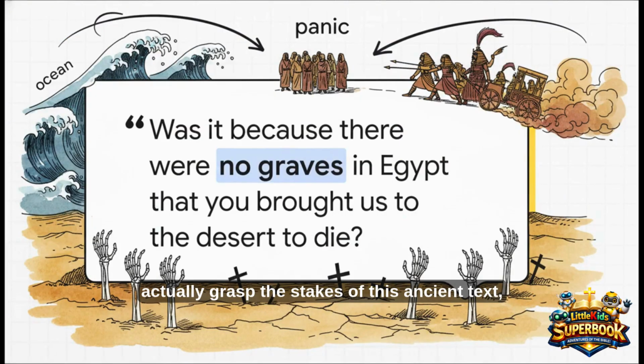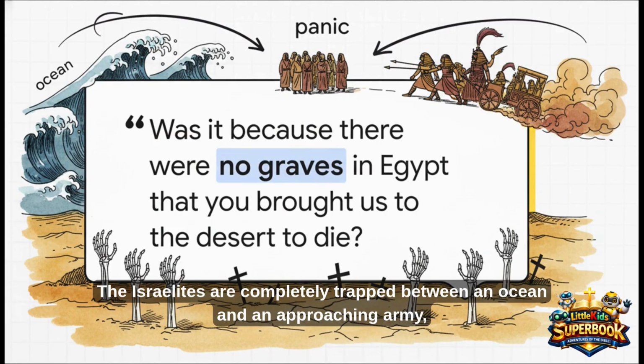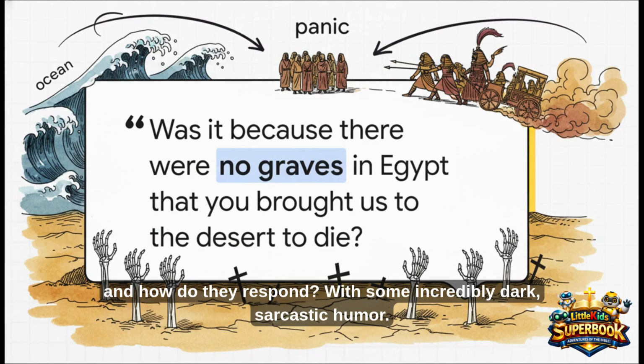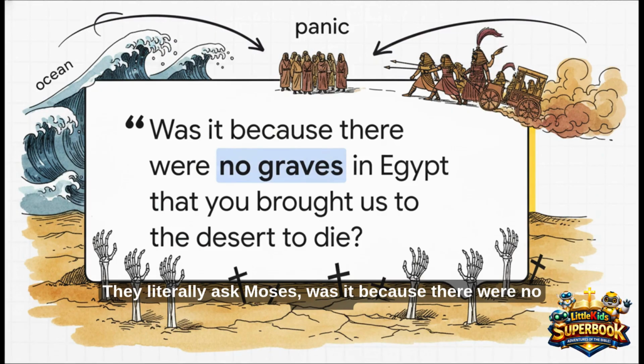To actually grasp the stakes of this ancient text, we've got to start right in the thick of the panic. The Israelites are completely trapped between an ocean and an approaching army, and how do they respond? With some incredibly dark, sarcastic humor. They literally ask Moses, "Was it because there were no graves in Egypt that you brought us to the desert to die?" I mean, wow.